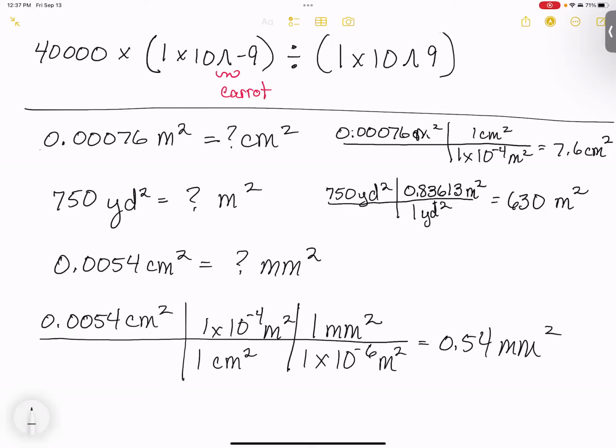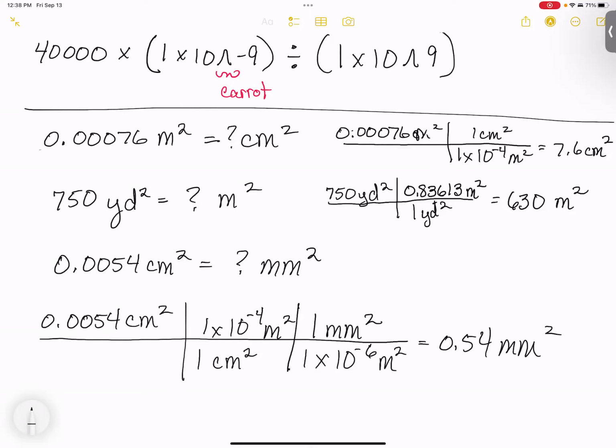Okay, folks. Let's talk about the answers and see how things are going. So the very first one is 7.6 centimeters squared. Basically, even though you can't tell it, that was supposed to be a meter squared.